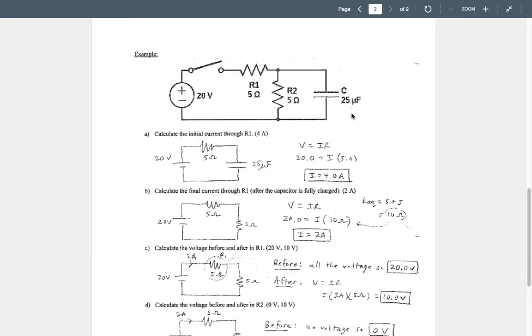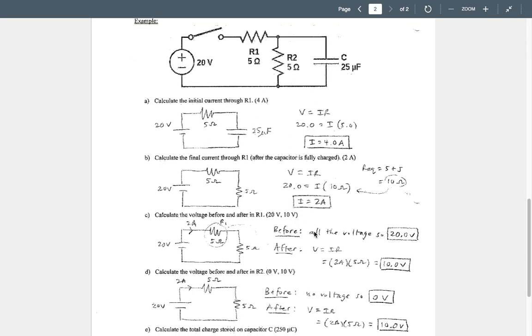Calculate the final current. The final current, when this is fully charged, get rid of this guy. You just have your normal circuit. You just have a 5 ohm and a 5 ohm, right? So that one's gone when it's fully charged. Calculate the voltage before and after.